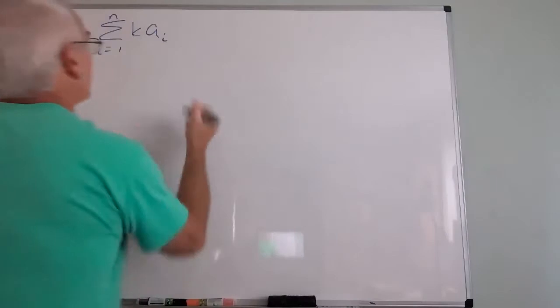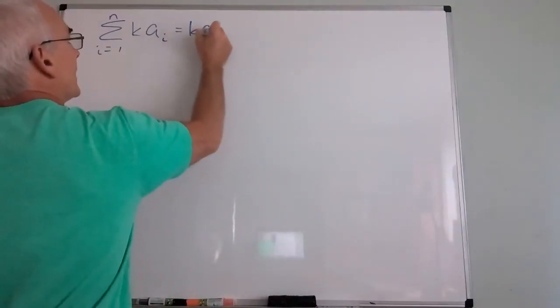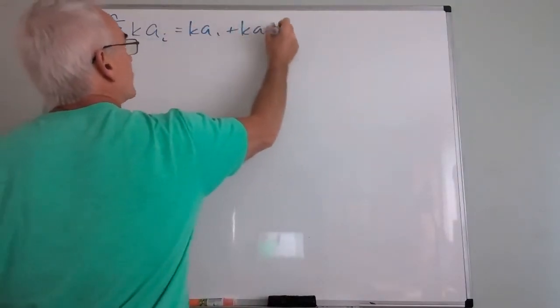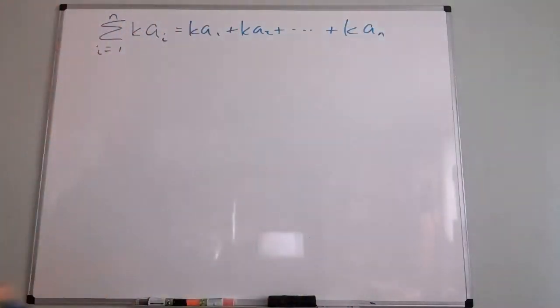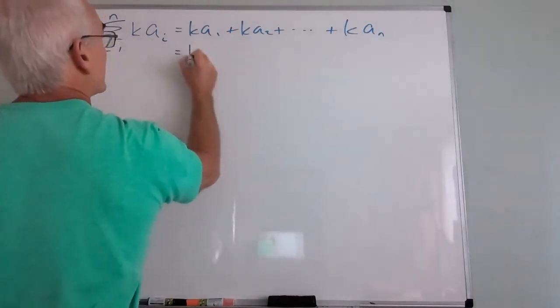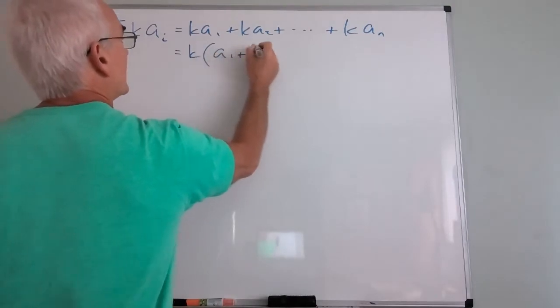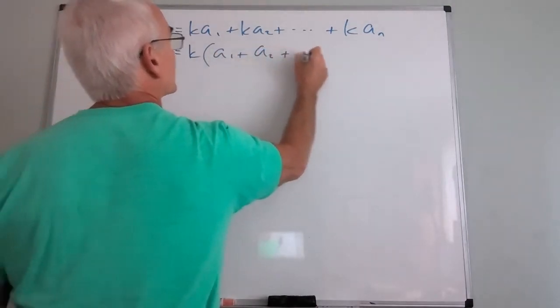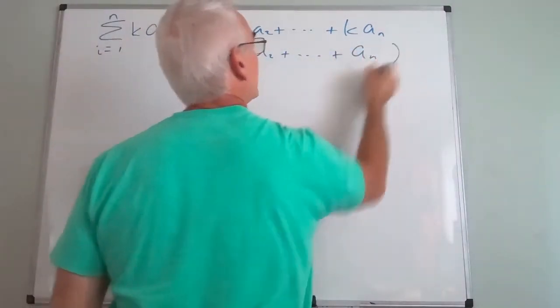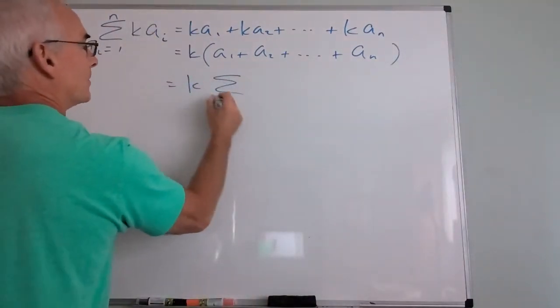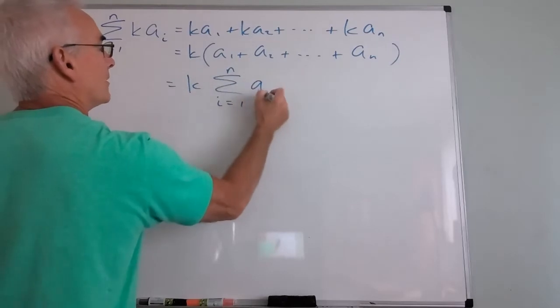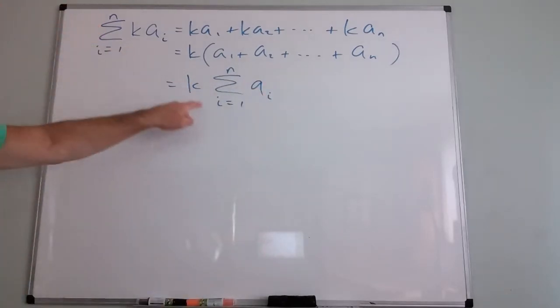Well, if I expand this, this would be KA1 plus KA2 plus all the way to KAN. But clearly, since every term has a K in it, I can factor out the K. And this would become K times A1 plus A2 plus all the way to AN. But that's K times the sum from I equal 1 to N of the AIs. And there we have it.